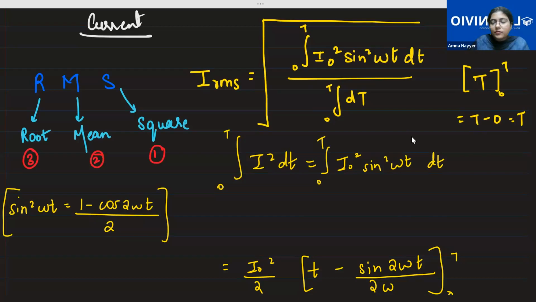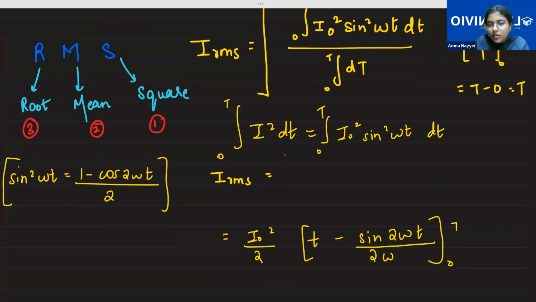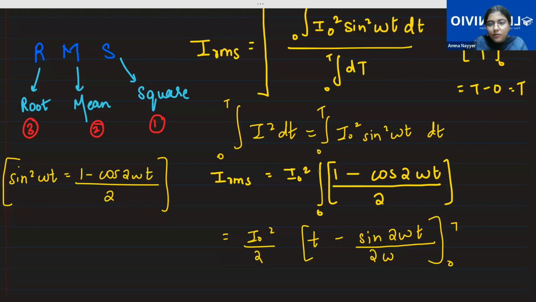So see, here IRMS is equal to I naught square will be taken out common, sine square omega t. Okay, I naught square sine square omega t. See, this is written as I've written, I think here. Sine square omega t is written as 1 minus cos 2 omega t divided by 2. This is there, integrating it from 0 to capital T. This is an identity that I have used. Sine square omega t is used as 1 minus cos 2 omega t over 2.